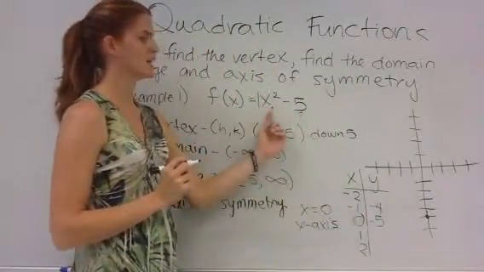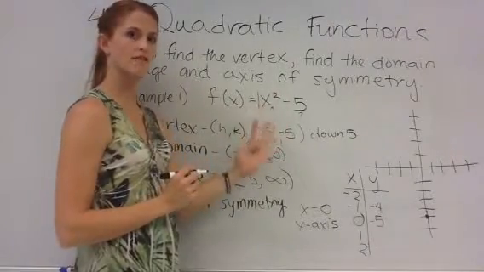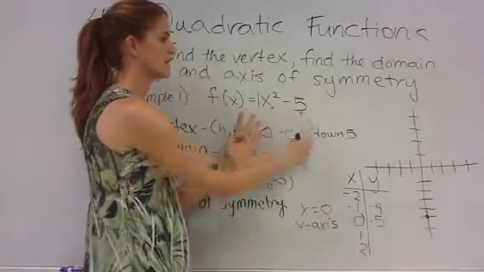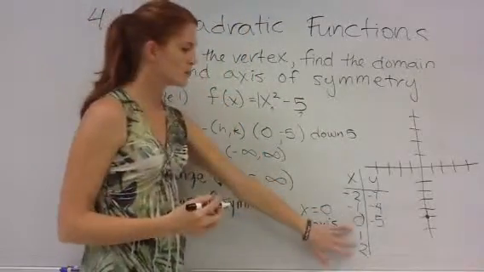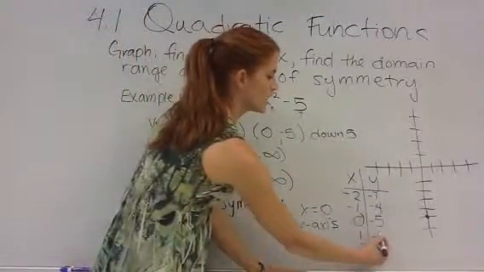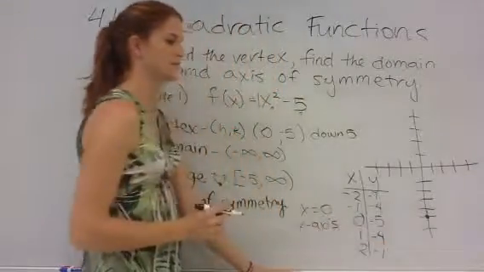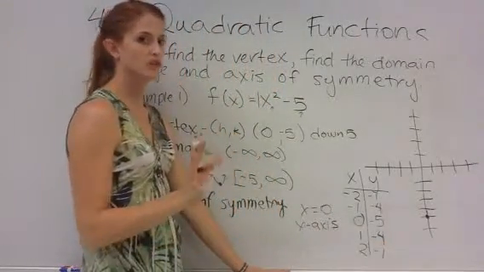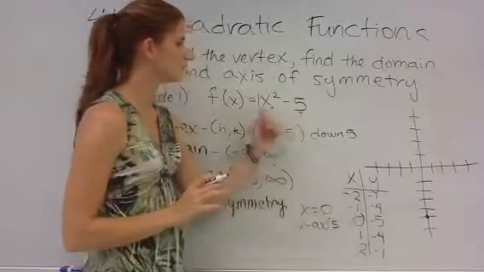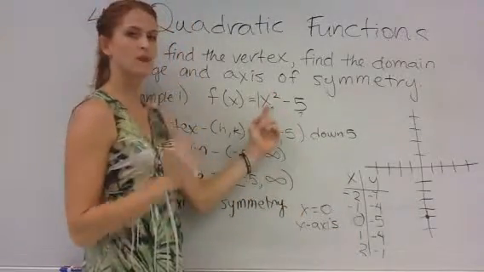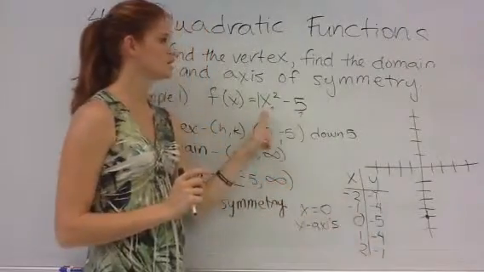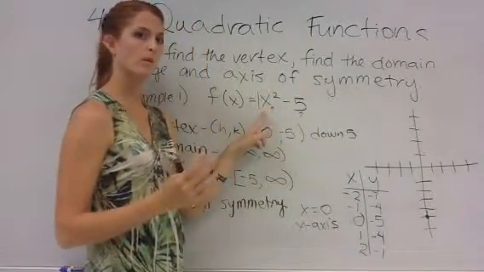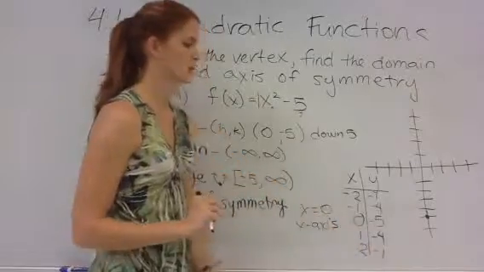If I plug in a negative 2, I square it and get 4. I subtract 5 and get a negative 1. If I do it for 1 and 2, I know I'll get negative 4 and negative 1. But if you need to plug them in just to make sure, you can. If I plug in 1, 1 squared is going to give me 1, minus 5 will give me negative 4. If I plug in 2, 2 squared will give me 4, minus 5 will give me the negative 1.